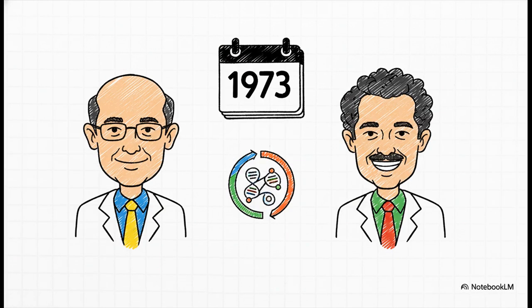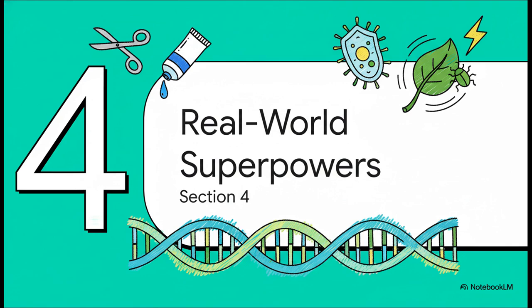Now listen up. This is a 1-mark question just waiting to happen. You absolutely must remember these 2 names, Stanley Cohen and Herbert Boyer. In 1973, they were the brilliant scientists who first performed this experiment successfully. They are the fathers of genetic engineering. Don't you forget it.